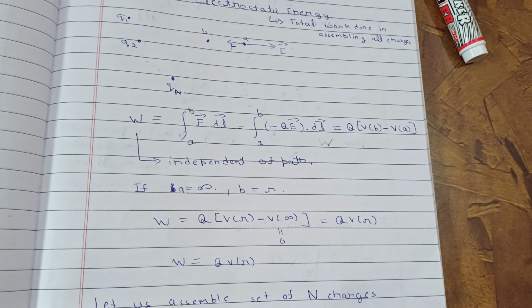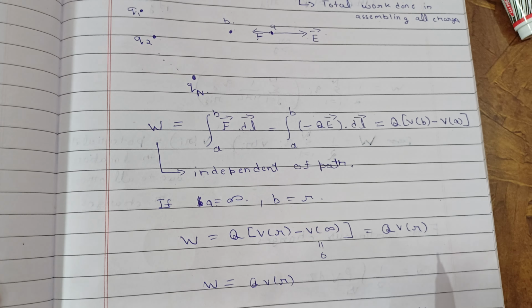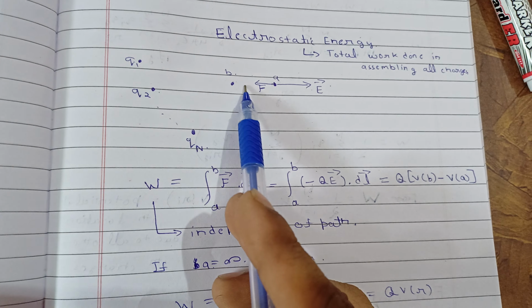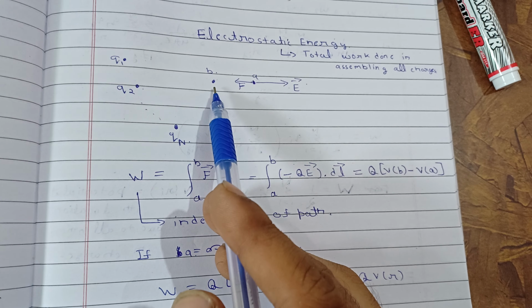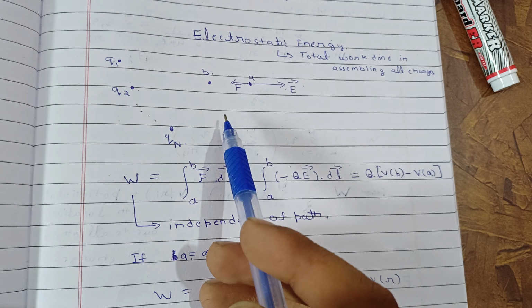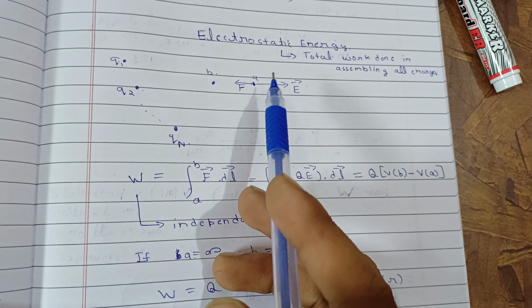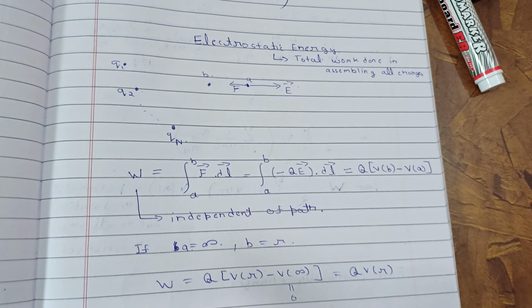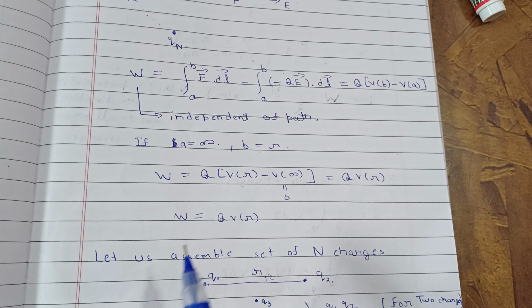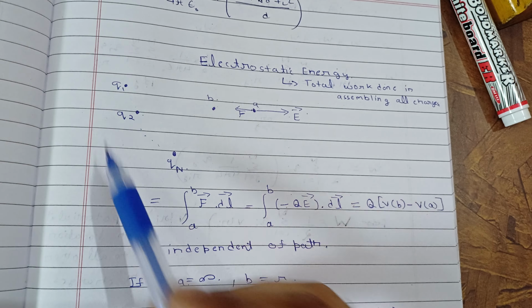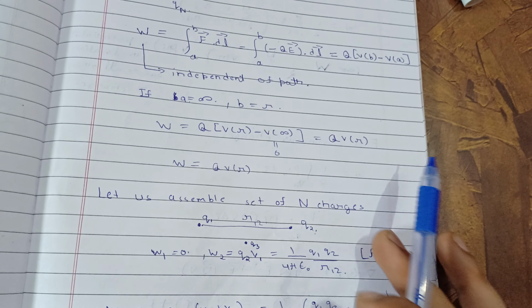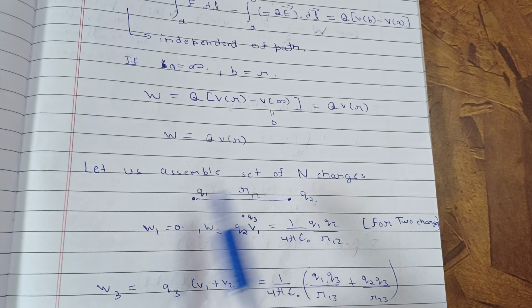So that is your potential. What you will do is first calculate the potential due to all these charges at point B, and then multiply the charge with this potential at this point. Then it will give you the electrostatic energy for that charge at this point. So this will be equal to Q VR, where VR is the potential at point B due to all these charges. Now let's see how we can define it for a system of n charges.